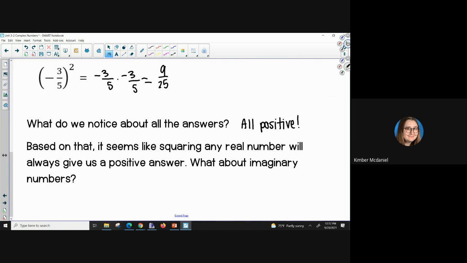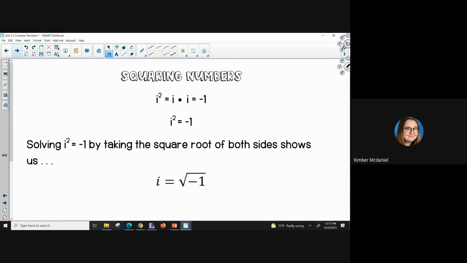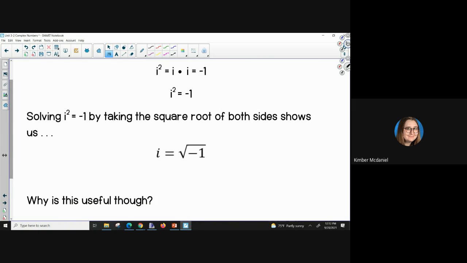Okay, what about imaginary numbers? If we take i squared and we rewrite it as i times i, we know it equals -1.